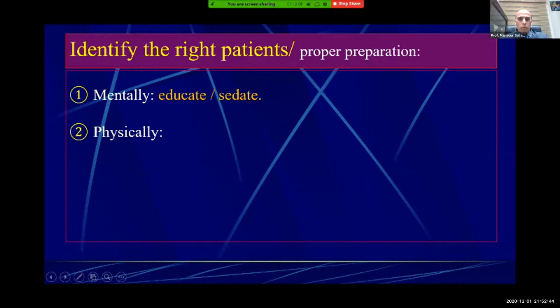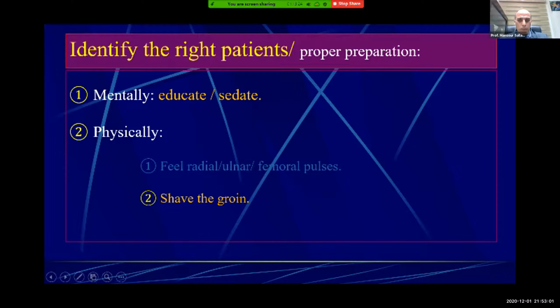Proper preparation of your patient is very, very important. You have to educate and sedate to alleviate spasm. You have to physically and properly examine your patient, feeling the radial, ulnar, and femoral pulses, and you have to report all of these.